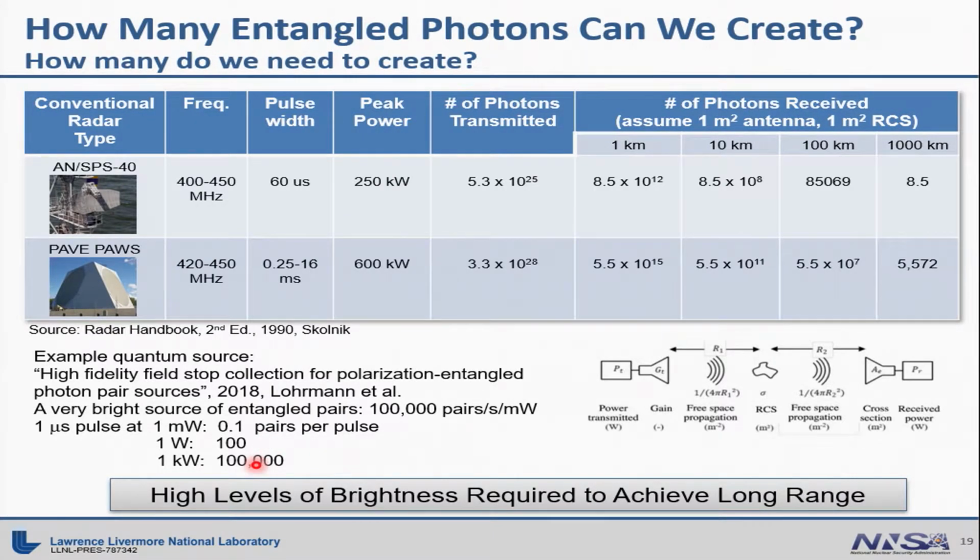And so not only do you need photons that are entangled and have a high information capacity, that are very distinctive from the background, you need to generate a huge number of those photons in a very short period of time. So that is one of the key challenges for quantum radar. Okay, but it's not the only challenge.